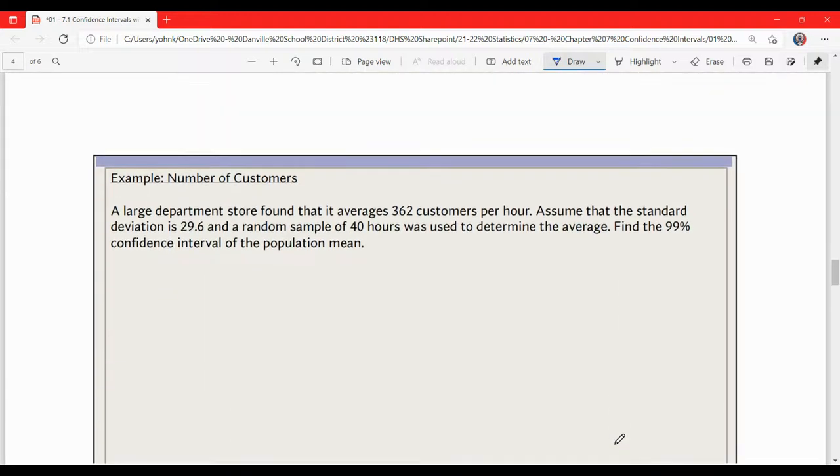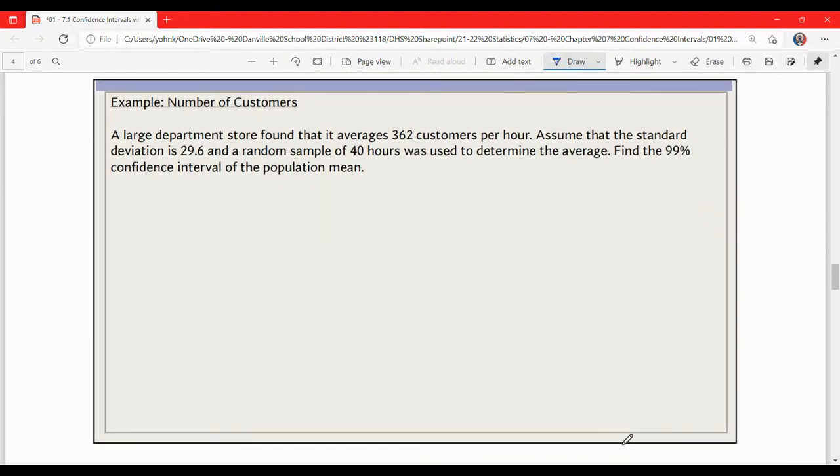So let's see an example. Number of customers. A large department store found that it averages 362 customers per hour. Assume that the standard deviation is 29.6 and a random sample of 40 hours was used to determine the average. Find the 99% confidence interval of the population mean.